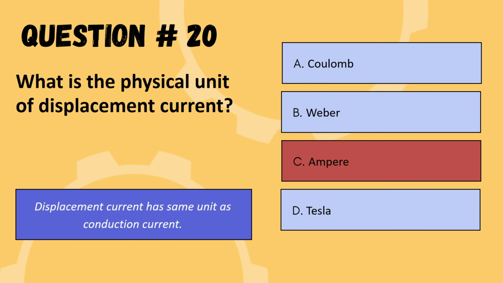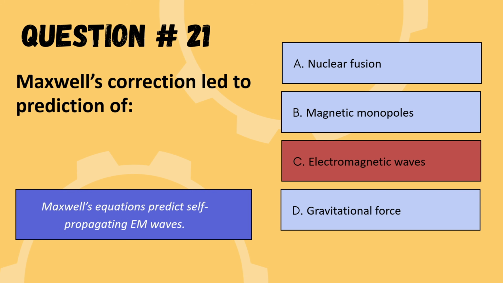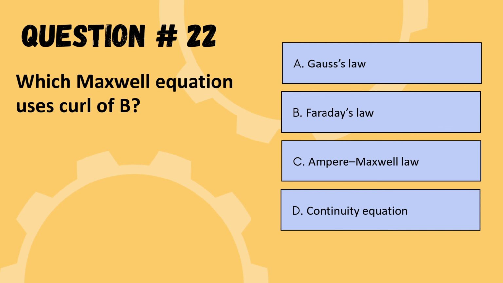So we are moving to the next question. Next question is, Maxwell's correction leads to prediction of. Options are nuclear fusion, magnetic monopoles, electromagnetic waves, or gravitational force. So the correct option is option C, electromagnetic waves. So we are moving to the next question. Next question is, which Maxwell equation uses curl of B, means magnetic field? So the options are Gauss law, Faraday law, Ampere-Maxwell law, or continuity equation. So the correct option is option C, Ampere-Maxwell law.